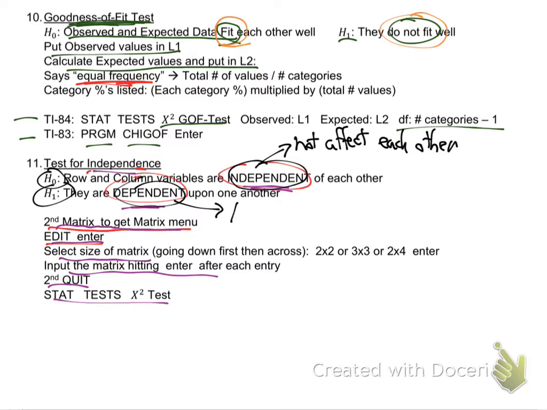Whereas dependent means they do affect each other. So independent, they do not affect each other. Dependent, they do, right? If two things are dependent on each other, they depend on each other, they affect each other. So, all right, H0 is independent, H1 is dependent.